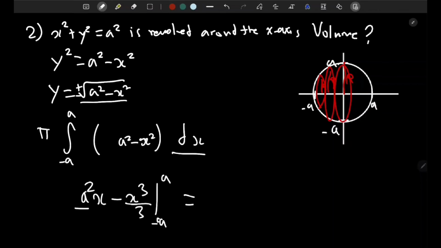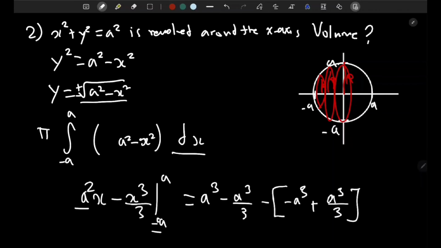And now we can substitute x with minus a and then a. So here we are going to substitute a for x first, so it's going to be a squared times a, which is, I'm going to simplify it right away, a cubed, minus a cubed over 3, minus, now open brackets, now we are going to substitute with minus a, so here we are going to get minus a cubed, minus a cubed over 3, and this is going to be plus then. So let me write it again. Did I make a mistake here?